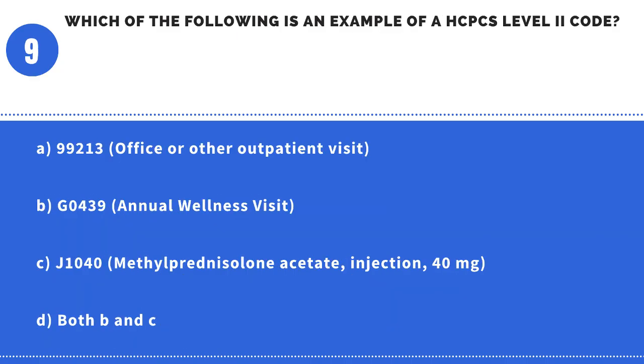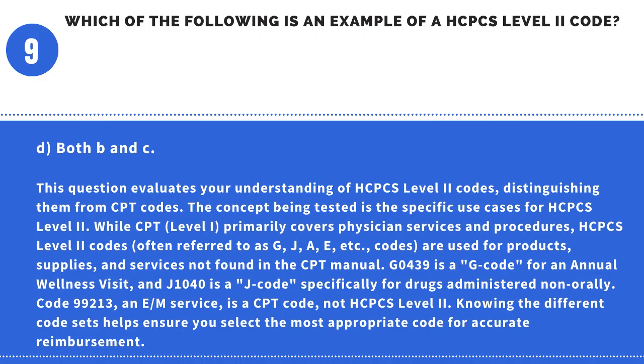Question 9. Which of the following is an example of a HCPCS Level 2 code? A. 99213, office or other outpatient visit. B. G0439, annual wellness visit. C. J1040, methylprednisolone acetate, injection, 40 milligrams. D. Both B and C. Answer D. Both B and C.